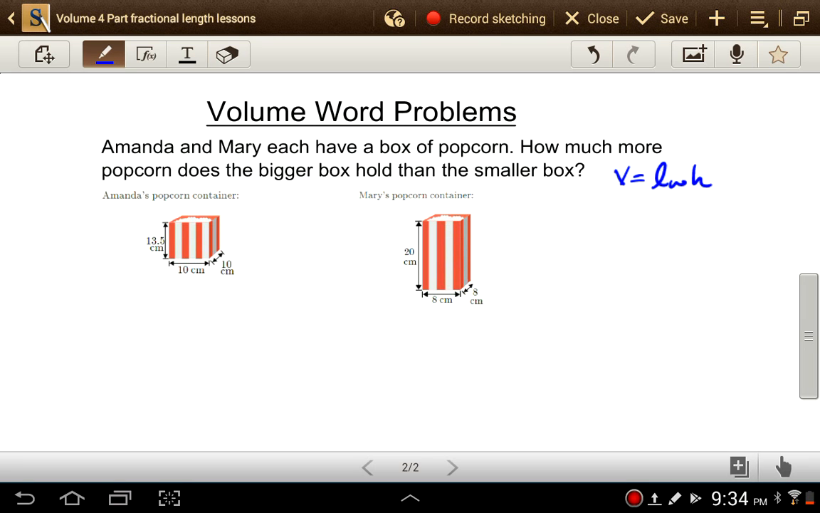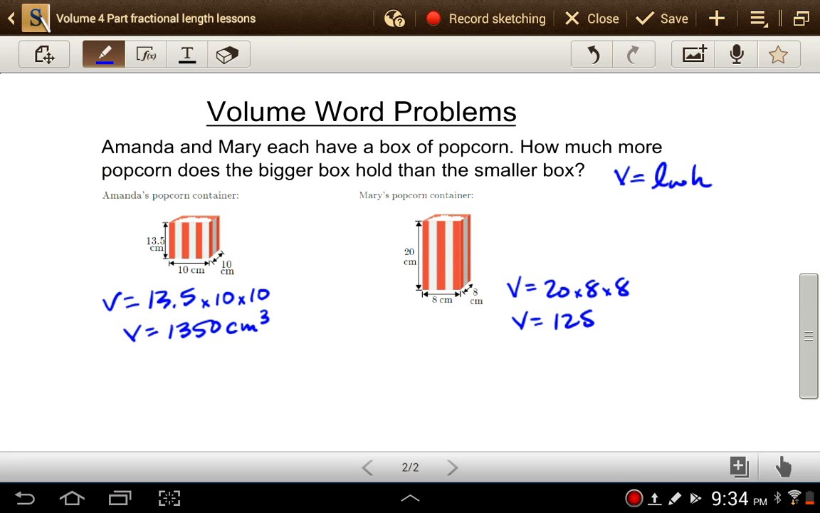So for Amanda, I'm going to do 13.5 times 10 times 10. When I multiply that, I get a volume of 1,350 centimeters cubed. Do the same thing for Mary, so I'm going to do volume equals 20 times 8 times 8. And when I multiply that, I get 1,280 centimeters cubed. So we can see that Amanda has a larger popcorn container, so don't be deceived by the picture, it's just a picture. But Amanda has a larger popcorn container.